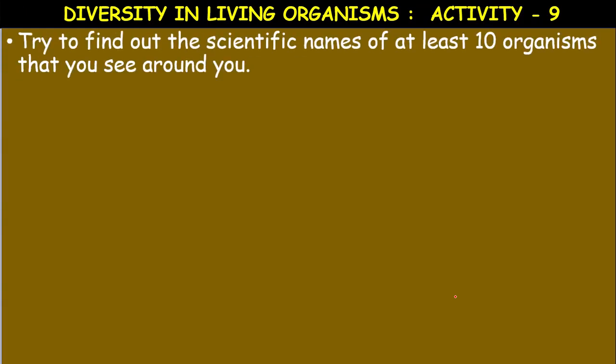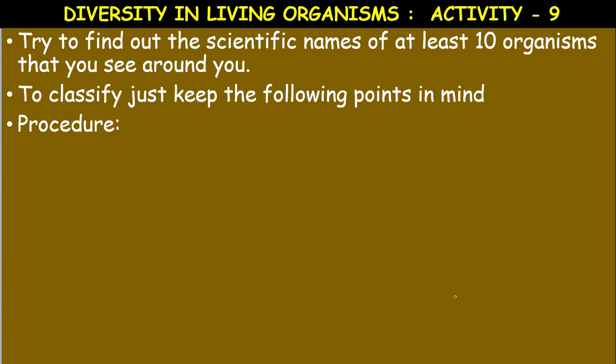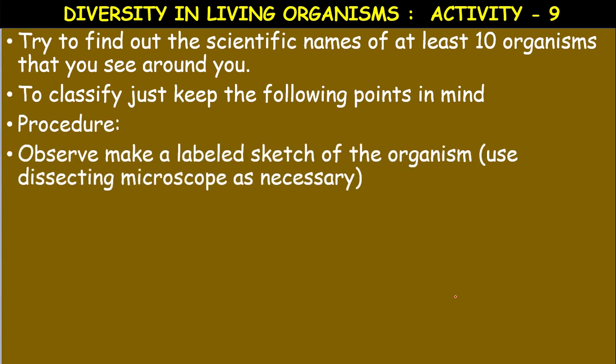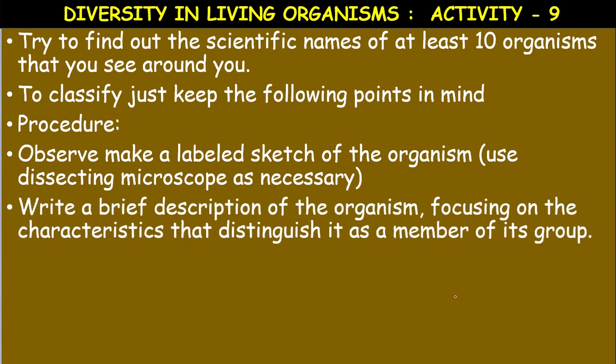So here is one more activity. Try to find out the scientific names of at least 10 organisms that you see around you. Okay. To classify, just keep the following points in mind. What is the procedure here? The first one, observe, make a labeled sketch of the organism. Okay, use a dissecting microscope as necessary. Write a brief description of the organism, focusing on the characteristics that distinguish it as a member of its group.